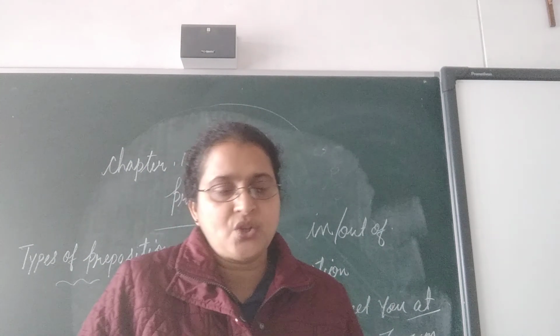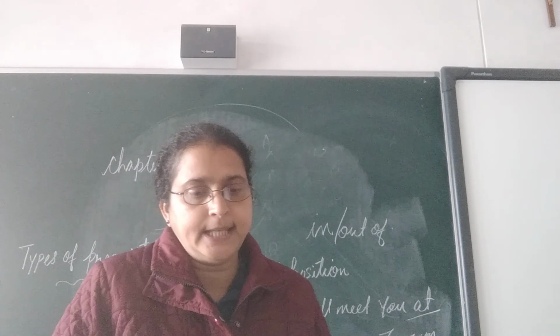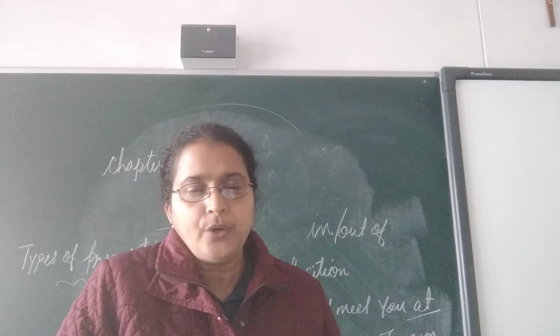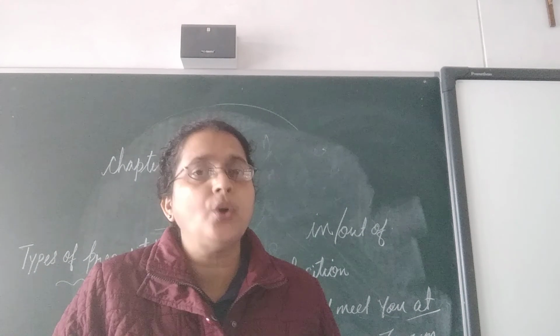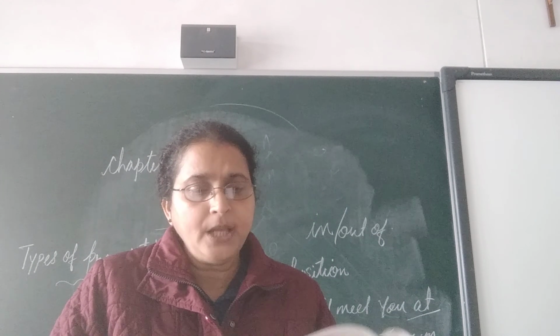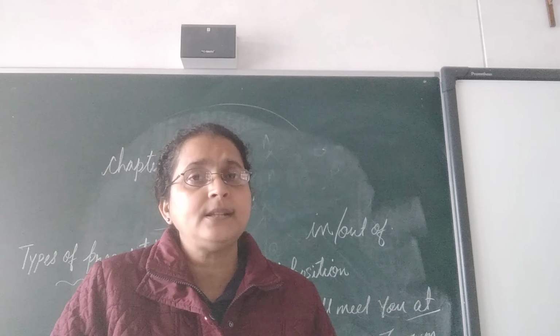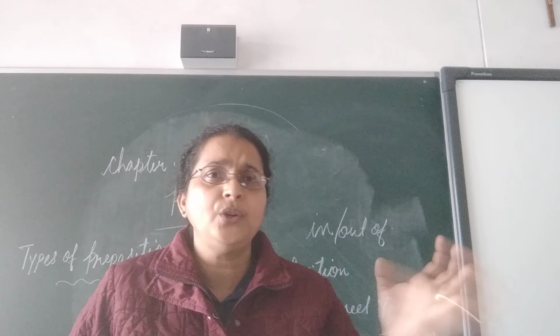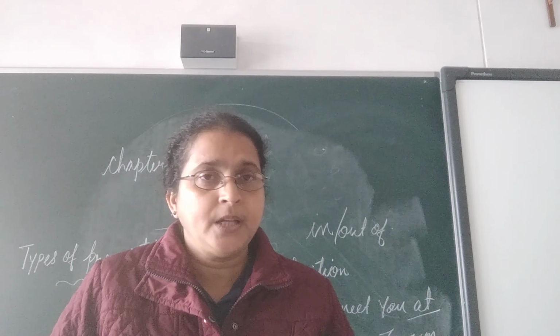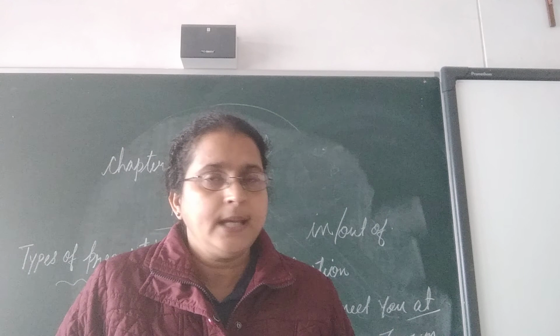So the next preposition is for. It indicates the length of an action or how long an action has been going on. For. Okay. I have been waiting for you for the last 2 hours. How long have I been waiting? The last 2 hours I have been waiting. It indicates the duration of the time.